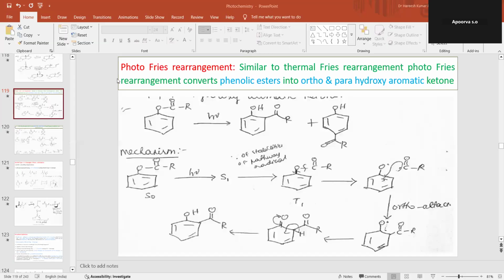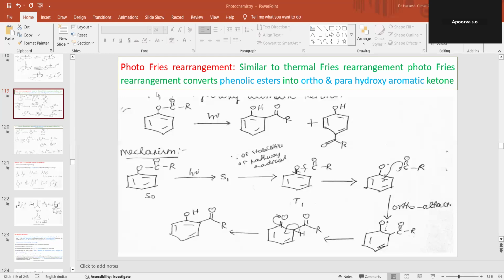Okay. So, photo Fries rearrangement. Similar to the thermal rearrangement, photo Fries rearrangement converts a phenolic ester into ortho and para hydroxy aromatic alcohol. Yes, it's an aromatic alcohol, not the ketone. So in place of ketone, you can write the alcohol.